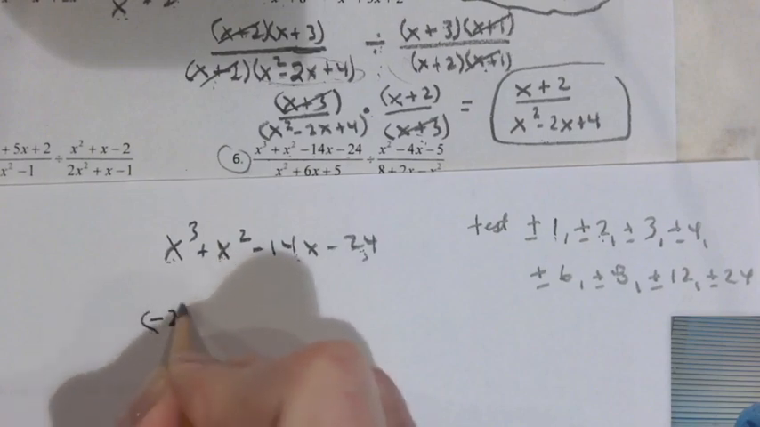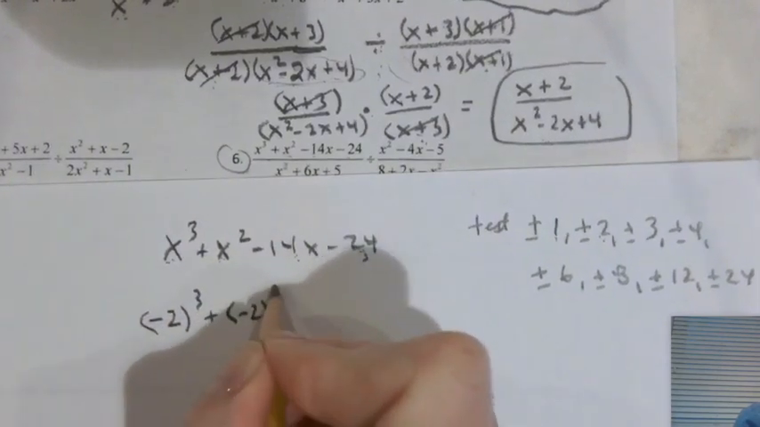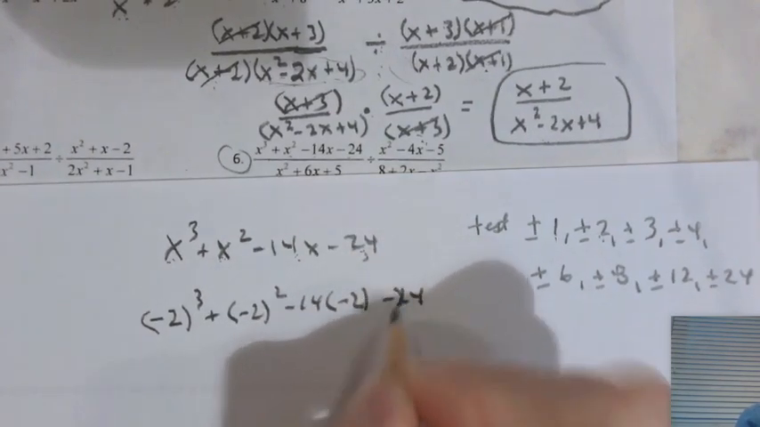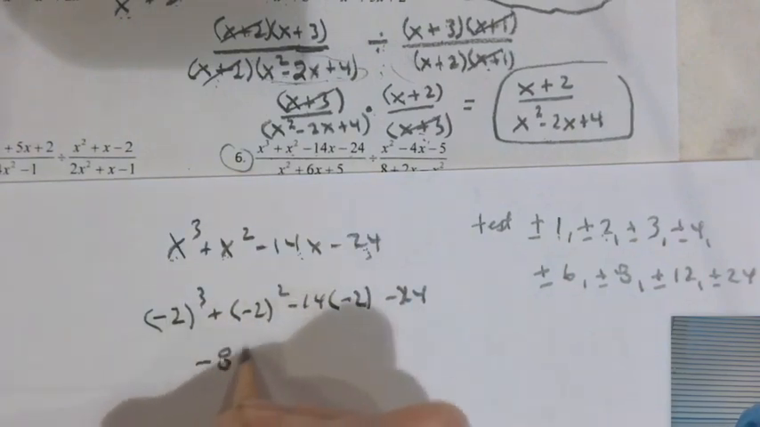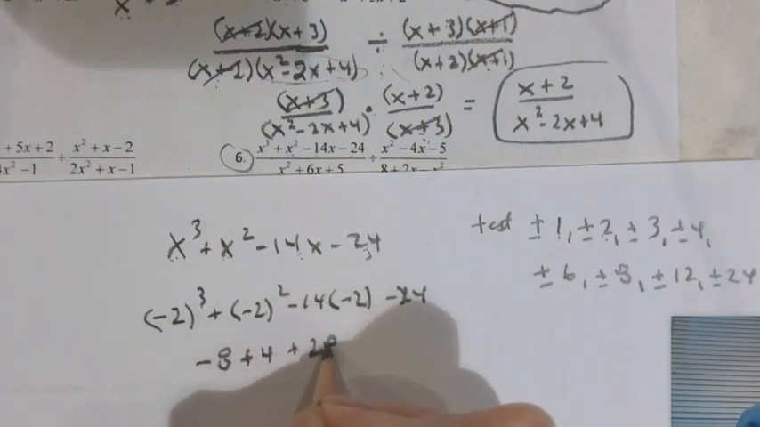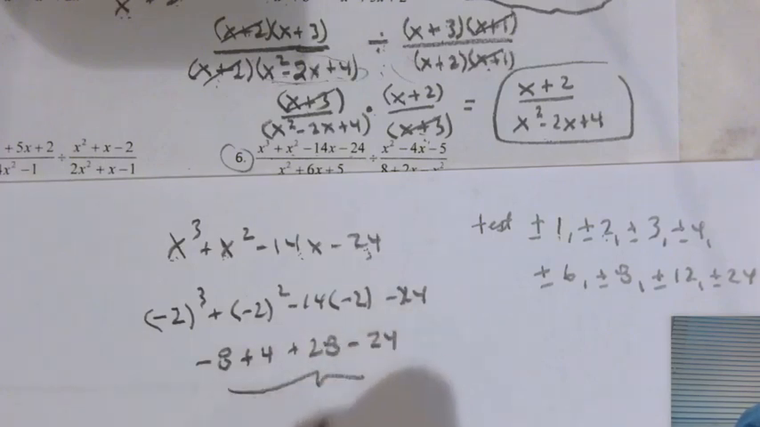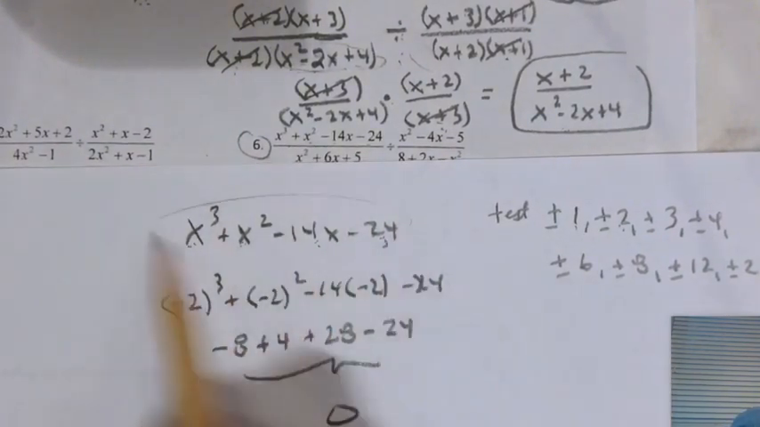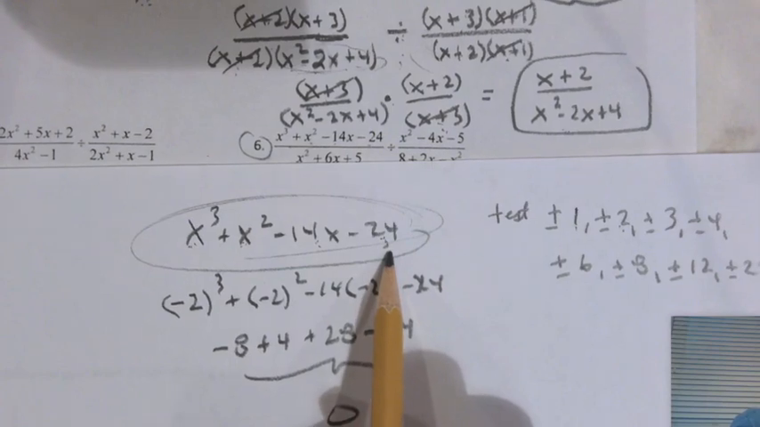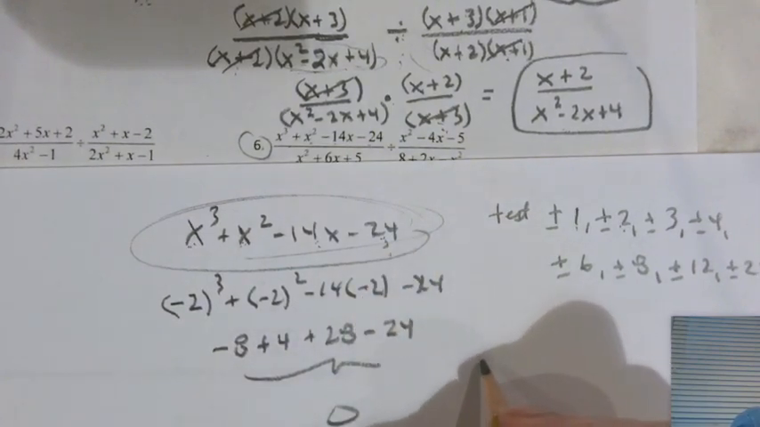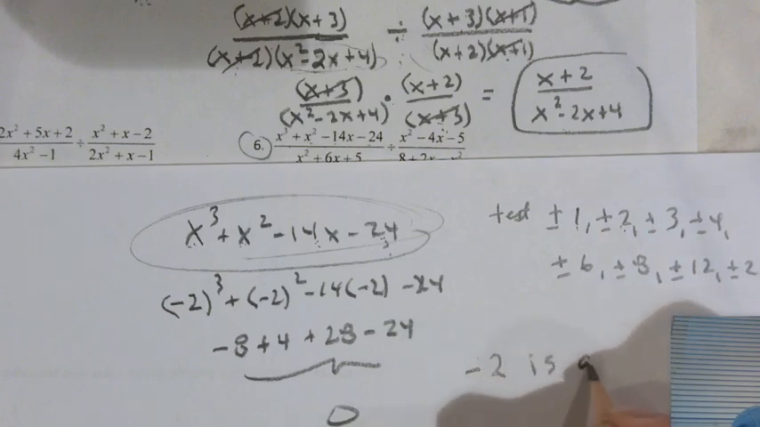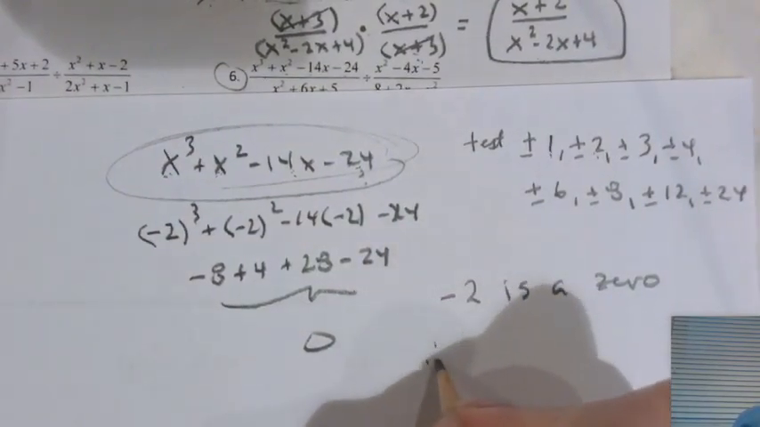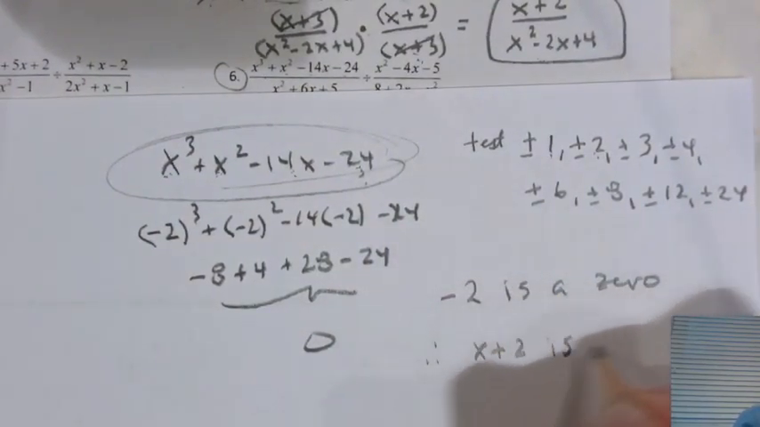So negative 2 cubed plus negative 2 squared minus 14 times negative 2 minus 24. That's negative 8 plus 4 plus 28 minus 24, and that in fact does give us 0. So that means that negative 2 would be a 0. Negative 2 makes this polynomial 0, which means we'll say negative 2 is a 0 of this polynomial. Therefore, x plus 2 is a factor.